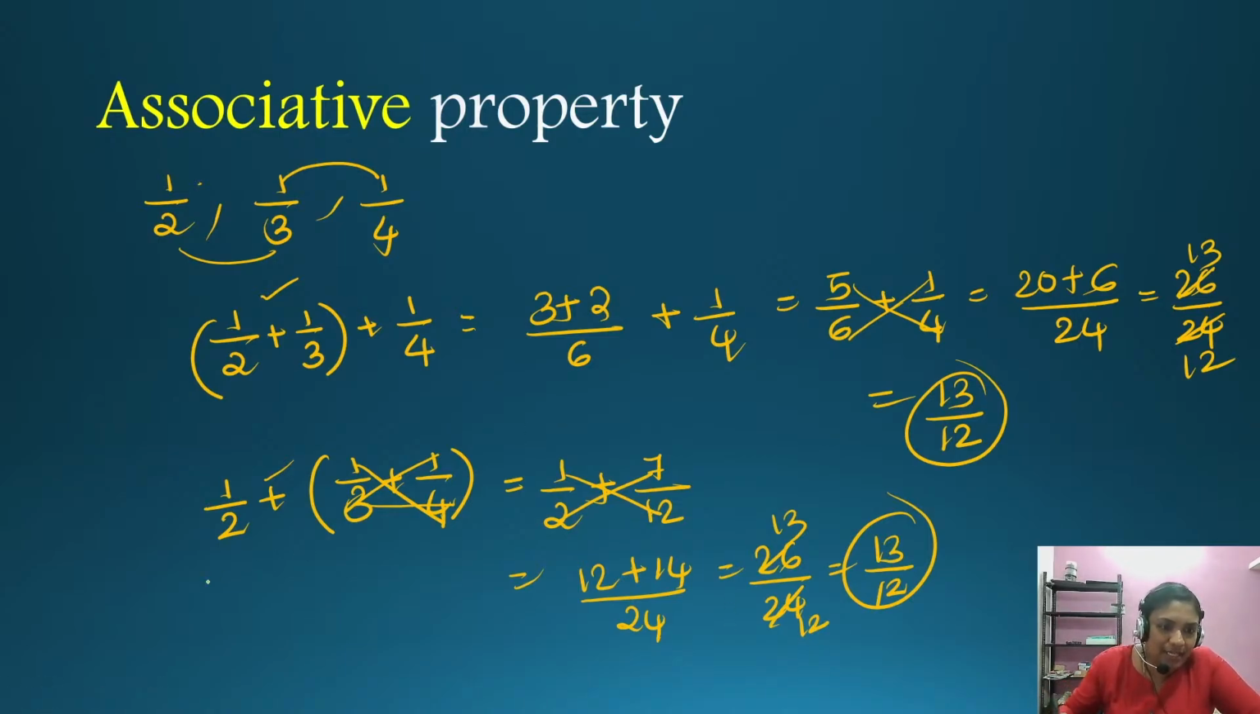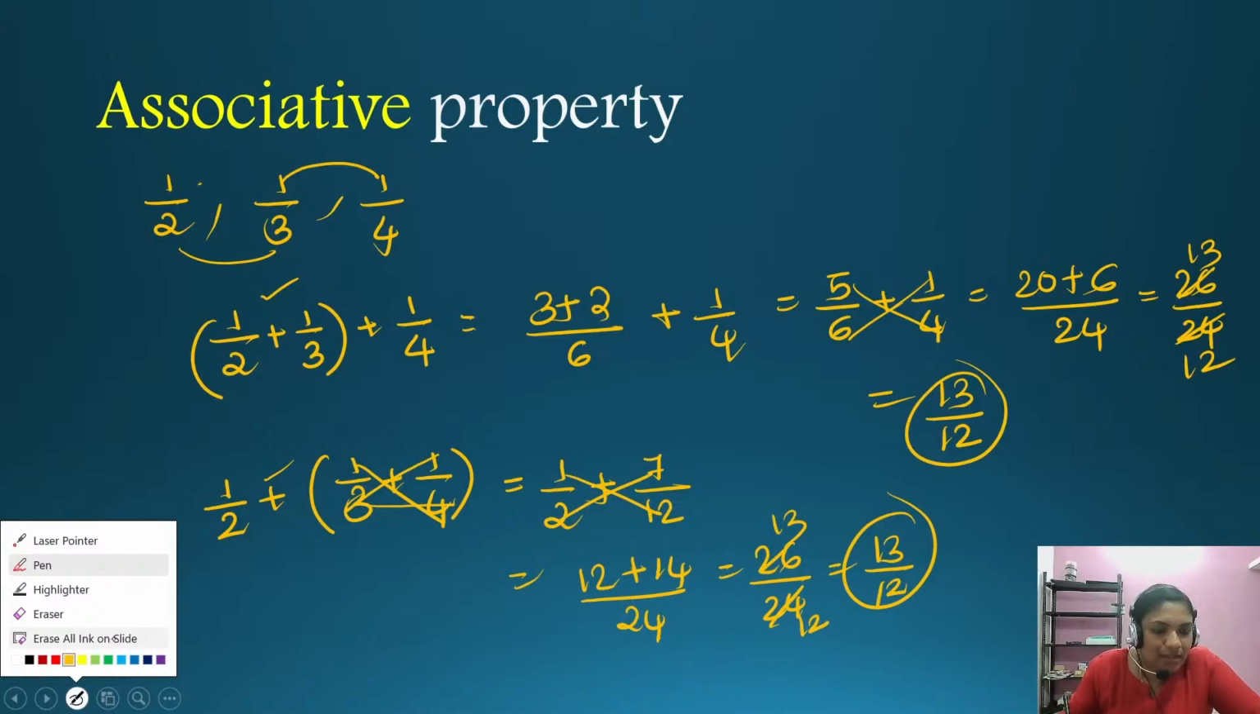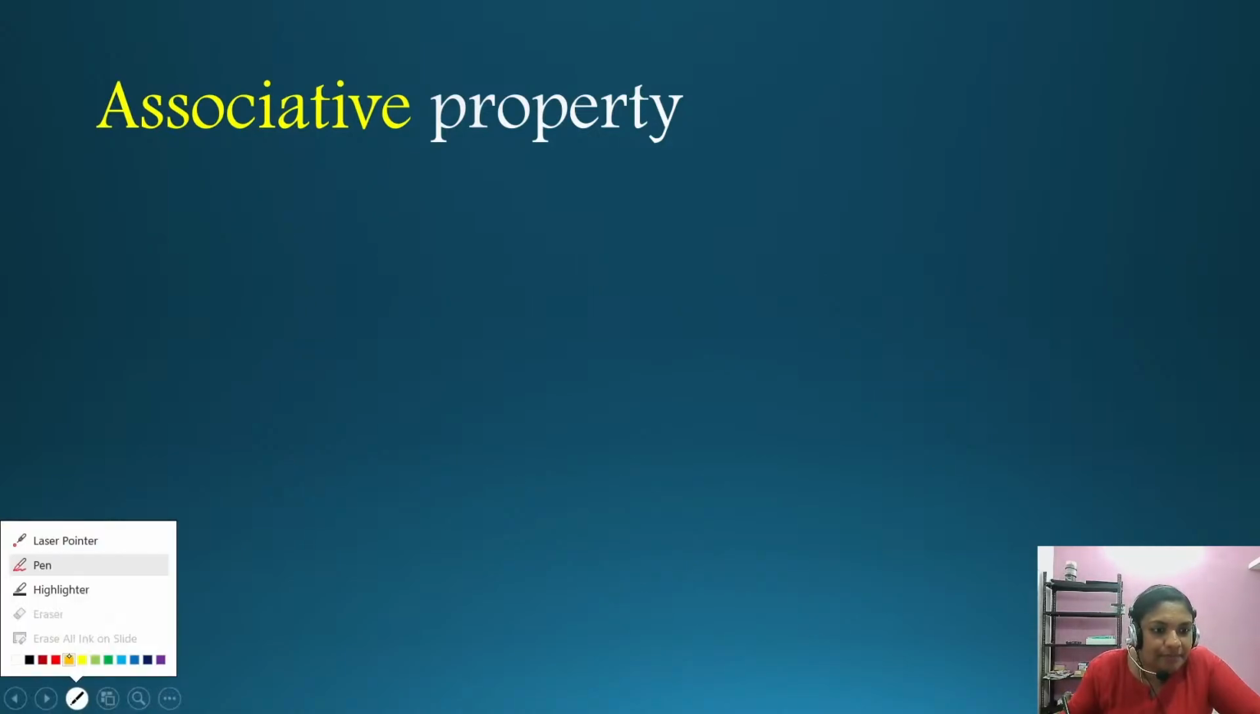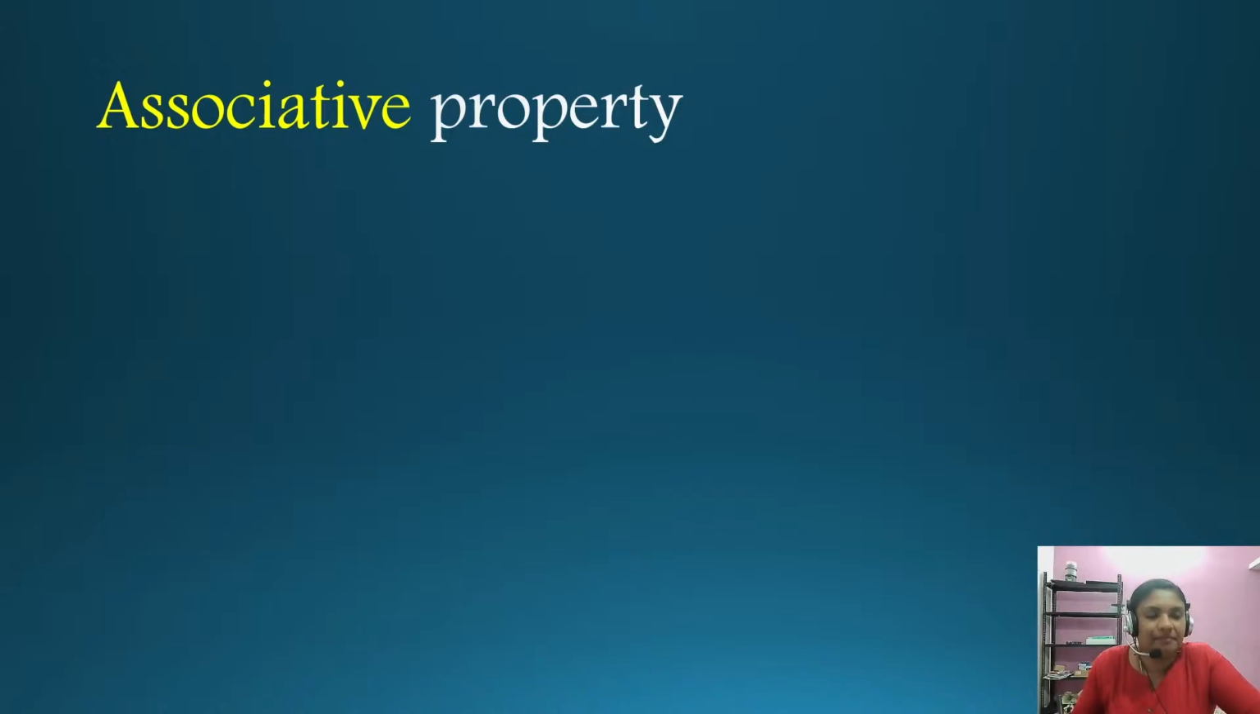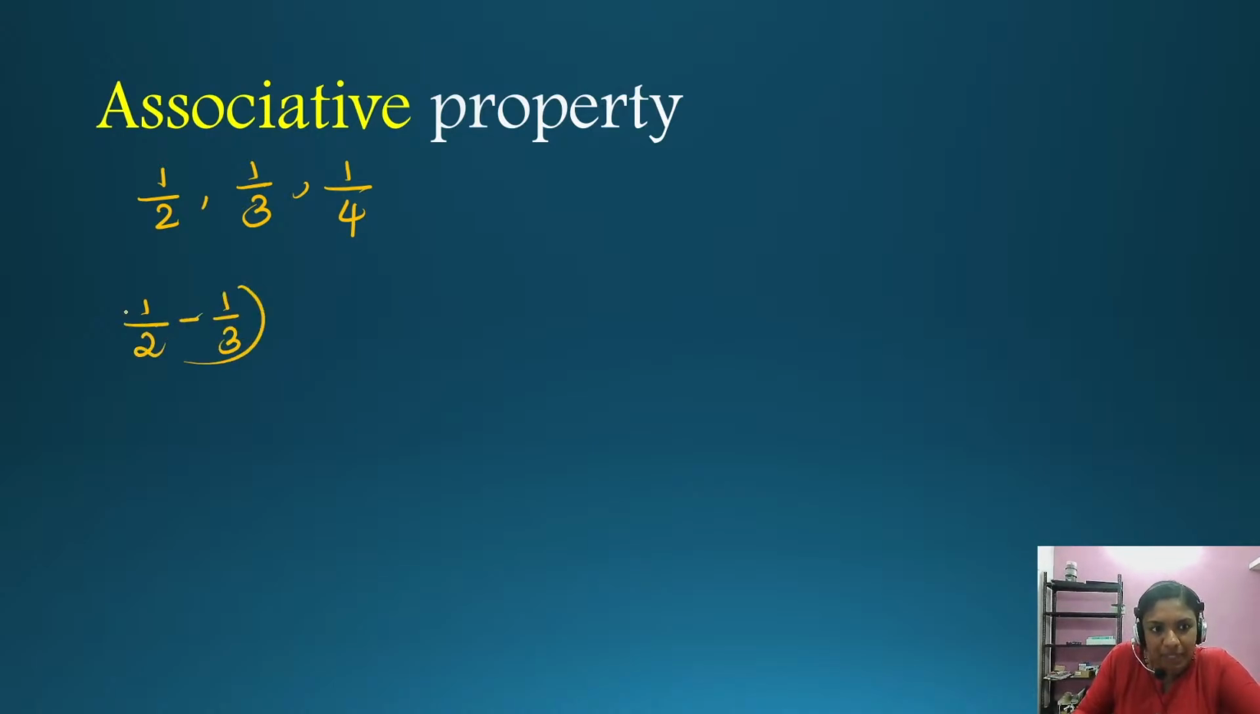Now let's see subtraction. Let's take the same numbers, right? 1 by 2, 1 by 3 and 1 by 4. Let's group 1 by 2 minus 1 by 3. Now minus 1 by 4. What's the other group? 1 by 2 can be written here. Now 1 by 3 minus 1 by 4.